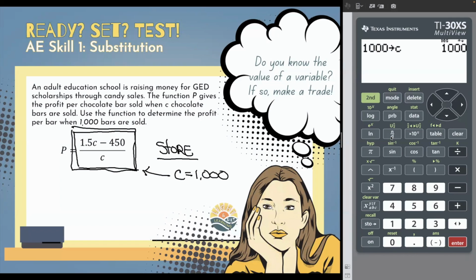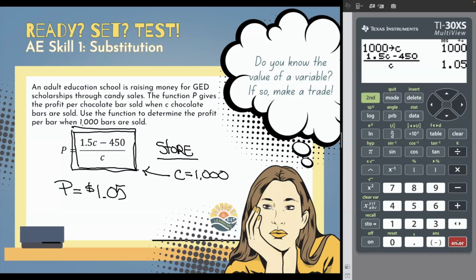But same way to do it, N over D button, and we'll type 1.5, but this time we just have to type a C. And then minus 450. And then that is all over. I arrow down and I get C again. And look at that, $1.05. And you can do the entire thing in your GED calculator.